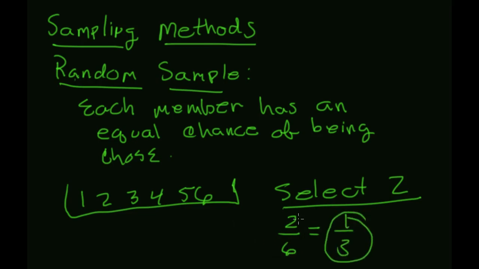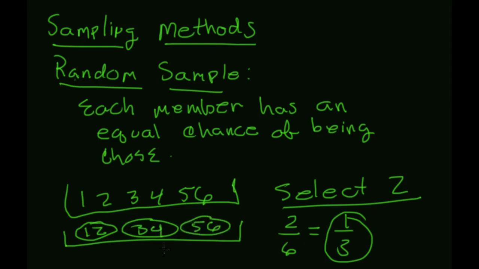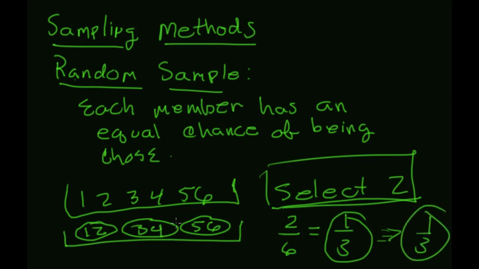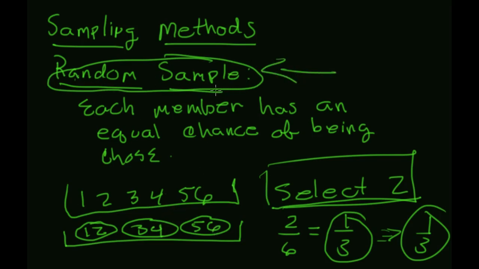Okay, so that's there. But I could also get a random sample by saying I'm going to put 3 slips of paper in the hat. I'm going to put number 1 and 2 on one slip, 3 and 4 on another slip, 5 and 6 on another slip, and I have chosen one of the 3 slips. Now, I've still selected 2 names. I still have a probability of 1/3 for each individual person. So this is still a random sample. Okay, so these are 2 different ways of taking a sample that both get me a random sample.